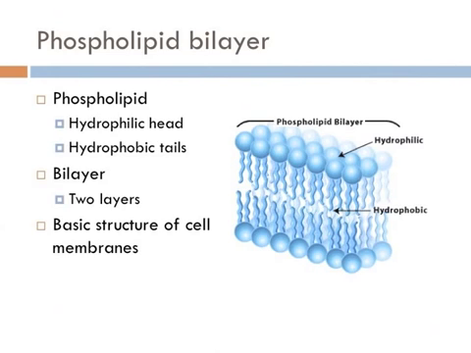Remember, phospholipids have hydrophilic heads and hydrophobic tails. So when they're in water, the hydrophilic heads turn toward the water and the hydrophobic tails turn away from it. This causes a bilayer, two layers with water on both sides. This is the basic structure of the cell membrane.